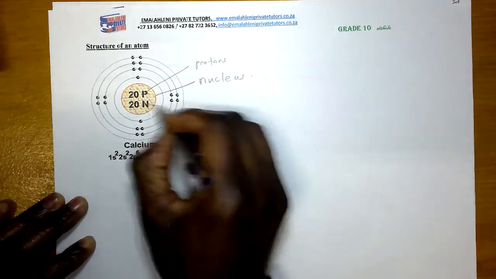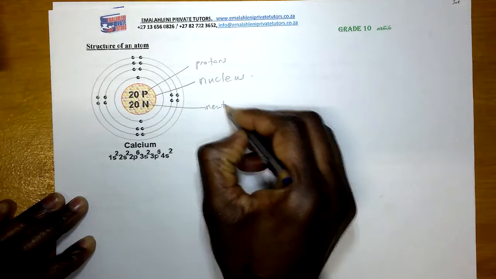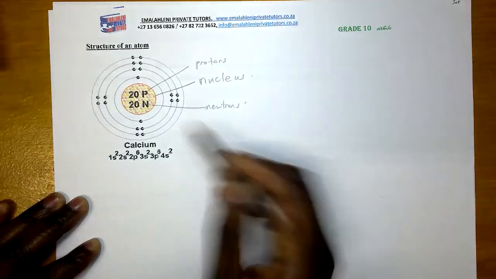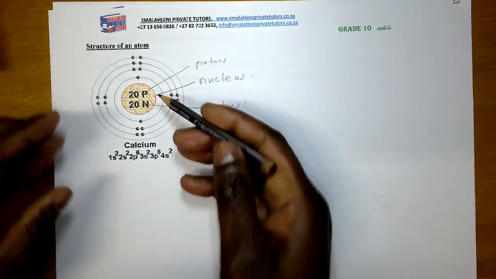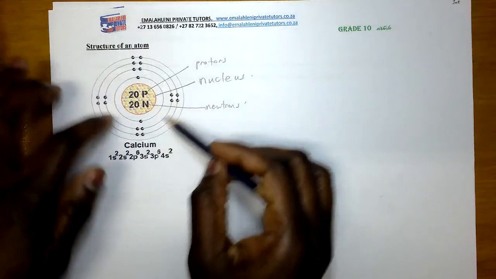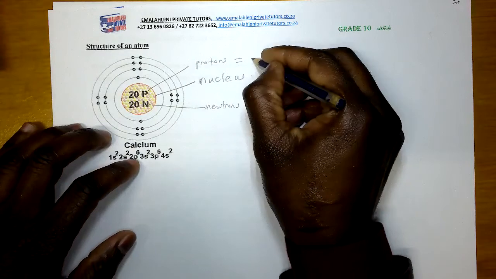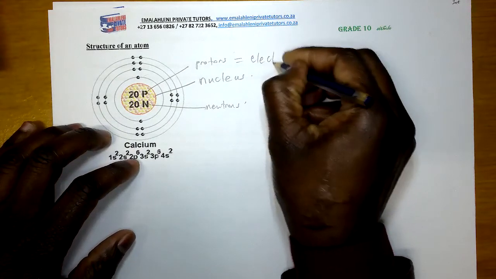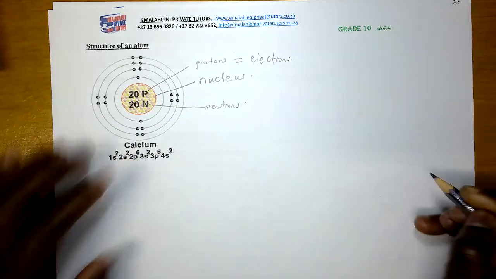And what else do we have? We have got neutrons. Now, we also have energy levels around them. These electrons are equal to your protons. So your number of protons is equal to your number of electrons.